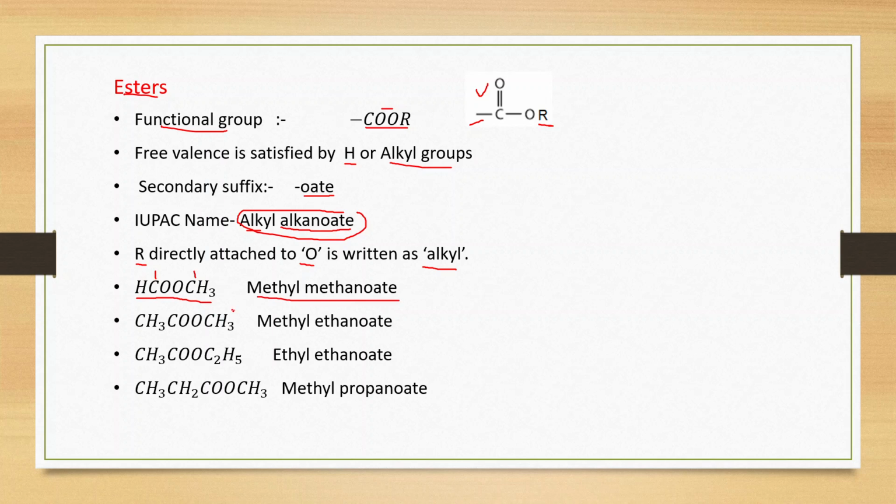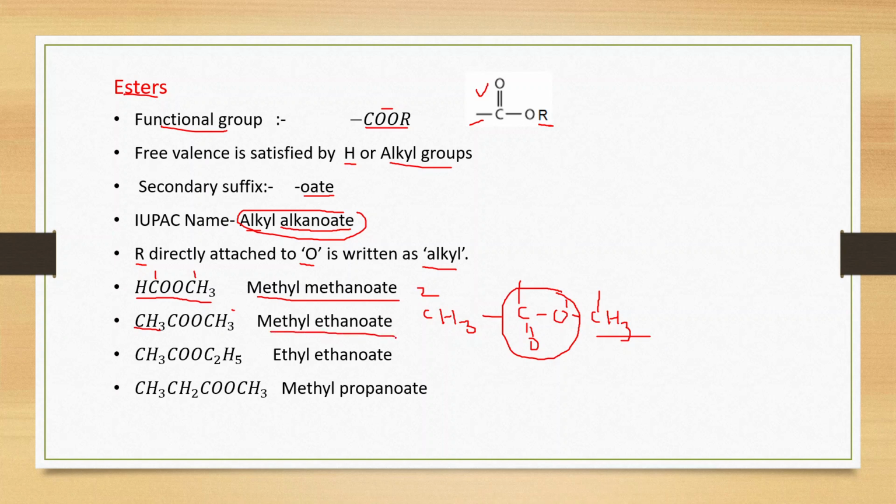Now again, this is CH3COOCH3. So dear student, first of all, you must be able to identify the functional group. This one is ester. And this methyl group is attached with this oxygen directly. So this is written as methyl, and give the numbering to this part 1, 2. So this is ethane, and oate is the suffix. So this is methyl ethanoate.